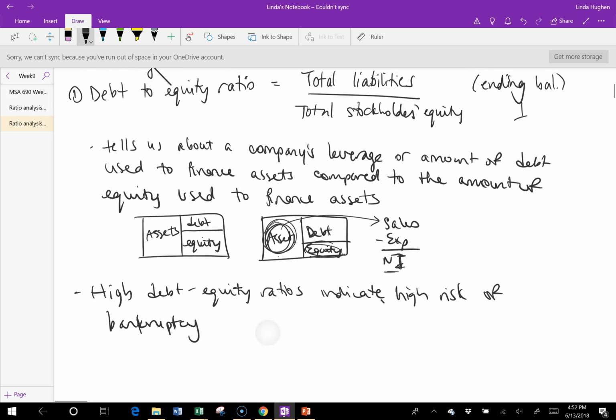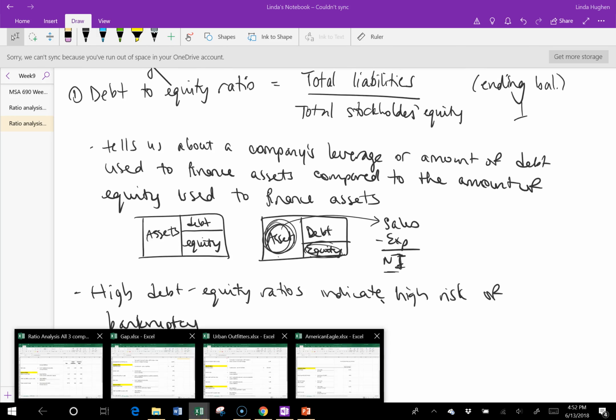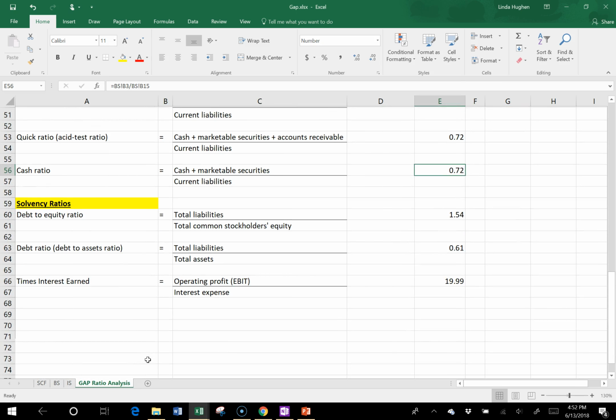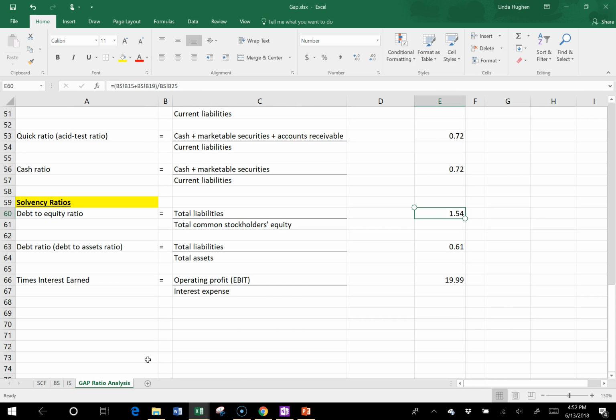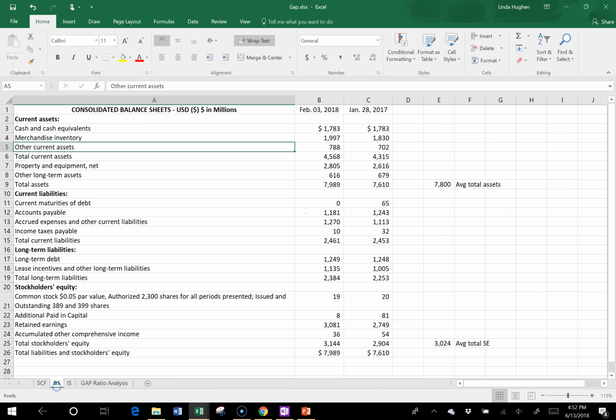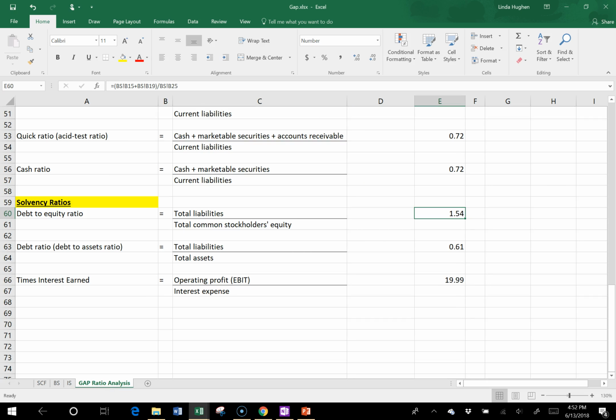All right, so let's look at debt to equity ratios. Let's start with GAAP. Here's our debt to equity ratio. You can see I've worked it out here. They didn't give me one line item for total liabilities, so I had to do the calculation: take the current plus the long-term, and that gave me my total liabilities. Divide that by the total common stockholders' equity. So we see that liabilities are 1.54 times the size of stockholders' equity.